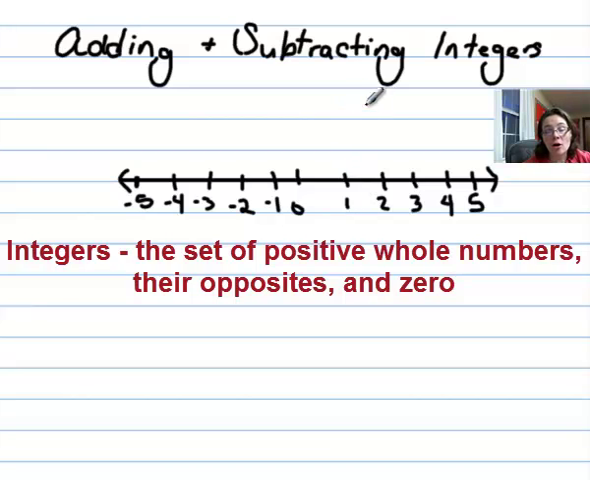Now we know that there are numbers in between 1 and 2, for example, 1.5, 1 3/4, 1.8, but those aren't integers. So right now we're only talking about integers. So those are the numbers I've indicated on this number line.